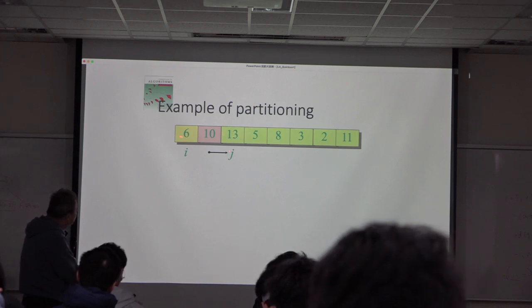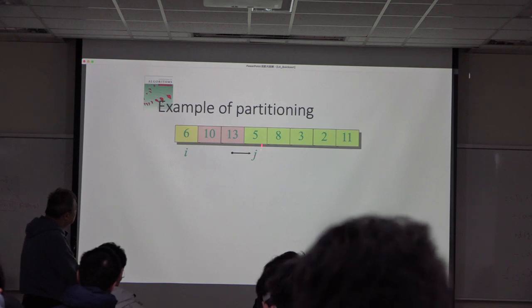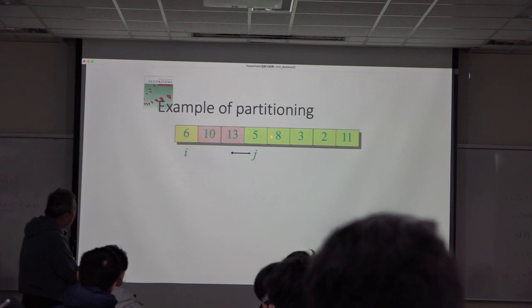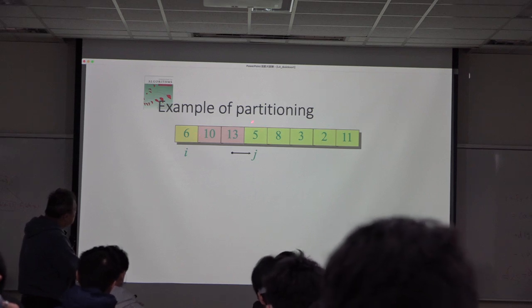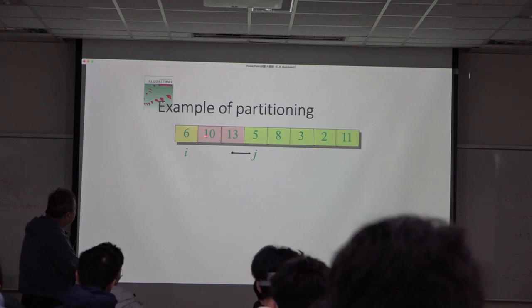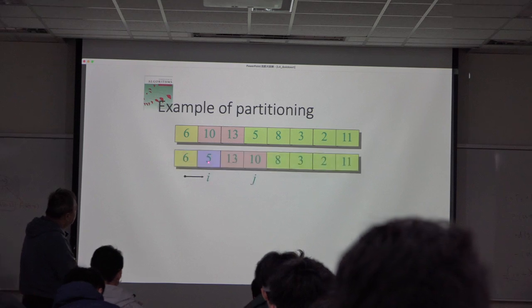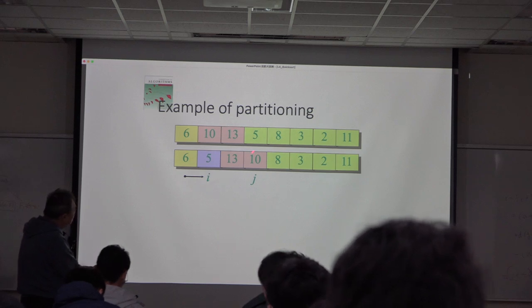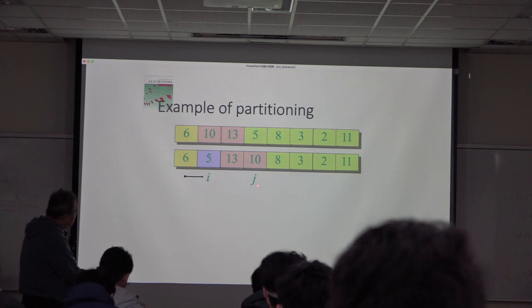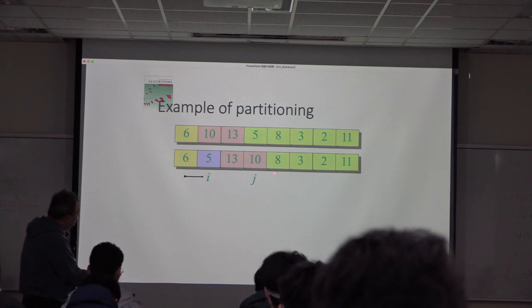And again, 13 is greater than 6, so we move J further to here. Then, because 5 is smaller than 6, we move I one position to the right, to point to 10, and then exchange 5 and 10. So we move I to here and do the exchange. Now I is pointing to 10, and J is here.